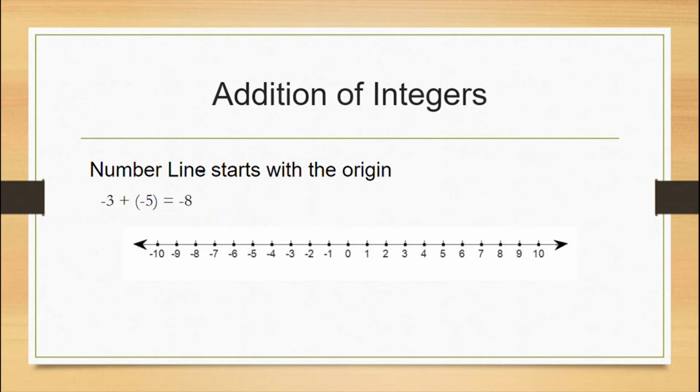How about negative 3 plus negative 5? This is also one of our examples in colored counters. Let's see if we got the same answer as negative 8.